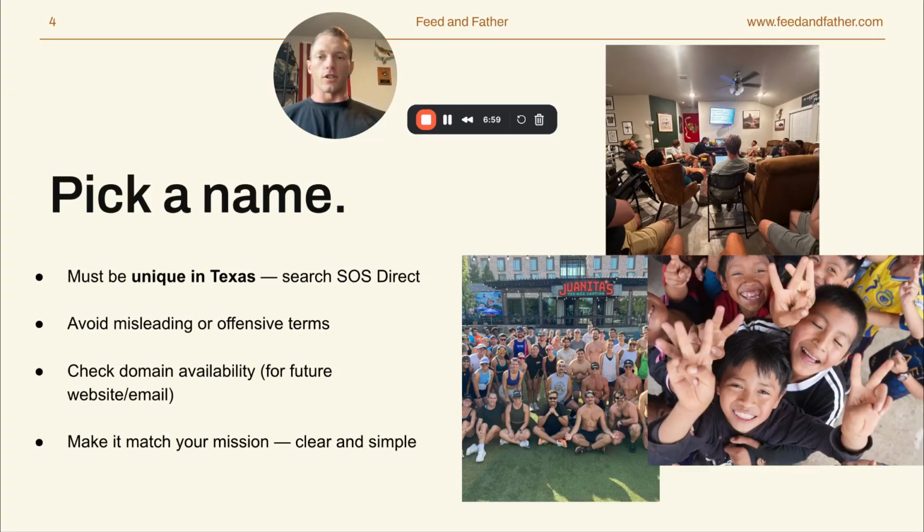Feed and Father is actually a spinoff from an organization that myself and Chase, the founders, were part of in high school, and it's called Feed and Seed. So we loved it, and we went Feed and Father because our mission, again, is kind of geared towards fatherlessness. Again, check domain availability and make it match your mission, just like we did.